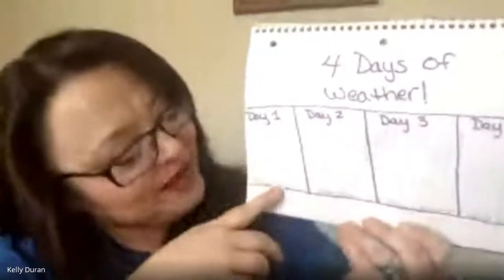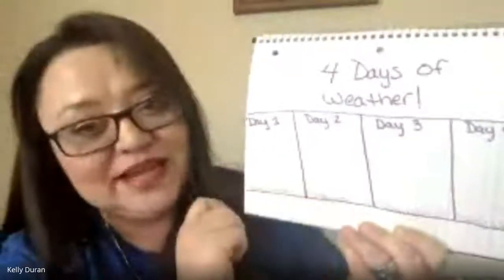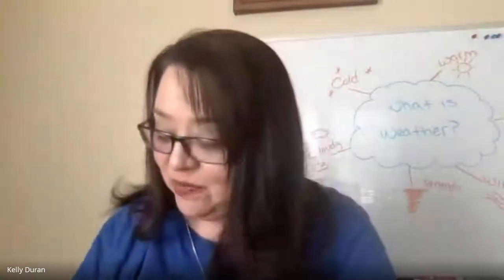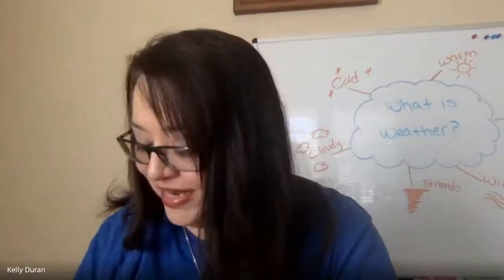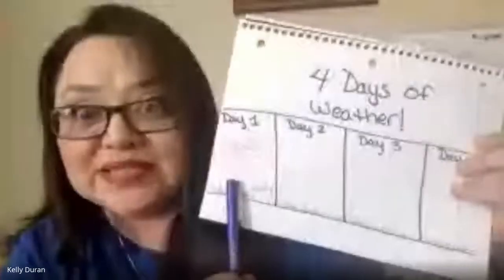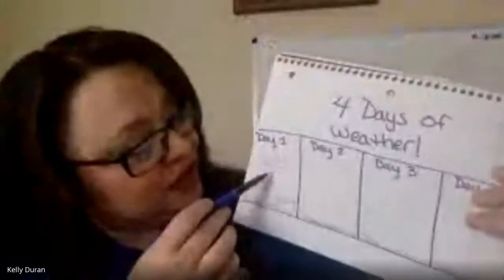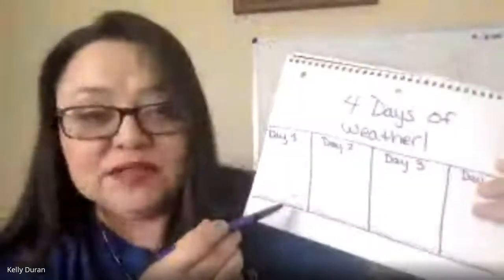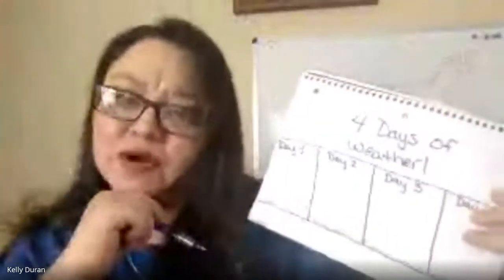And then I wrote down here, today was. So if I were doing it today, it would be Tuesday, and I would say, today was windy, because outside today it was super duper windy, wasn't it? So that's what I do. I draw a little picture and then I write, today was windy. Wonder what tomorrow will bring.